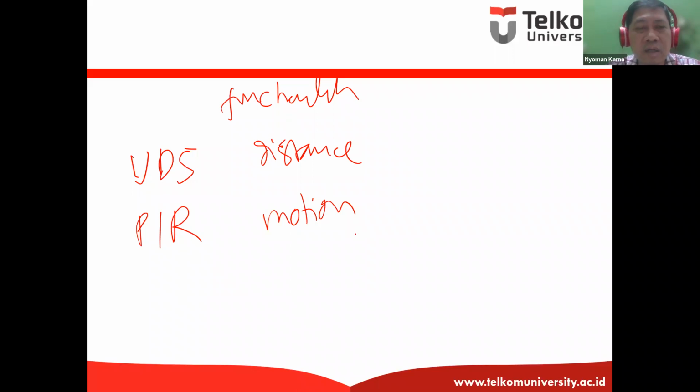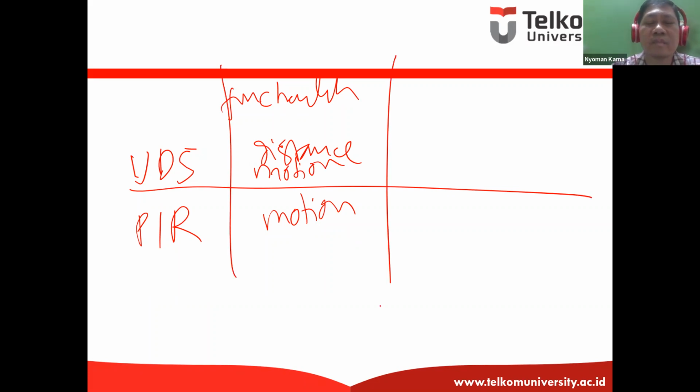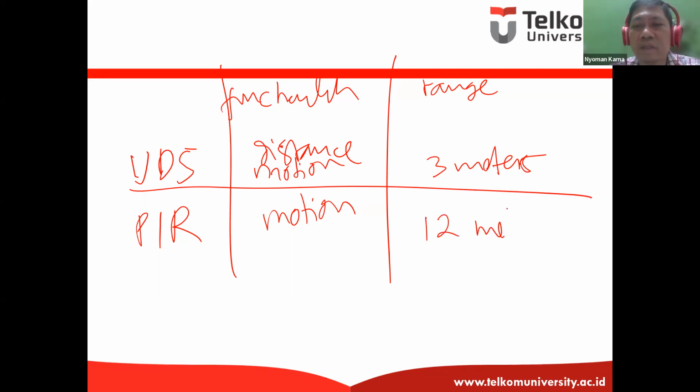But can we use the ultrasonic distance sensor to detect motion? Yes, so this can also detect motion. Now, how about range? The ultrasonic distance sensor can only measure up to 3 meters, but the passive infrared sensor can measure approximately 12 meters. So that's the main difference between the ultrasonic distance sensor and the passive infrared sensor. Also, the price is a little bit different.